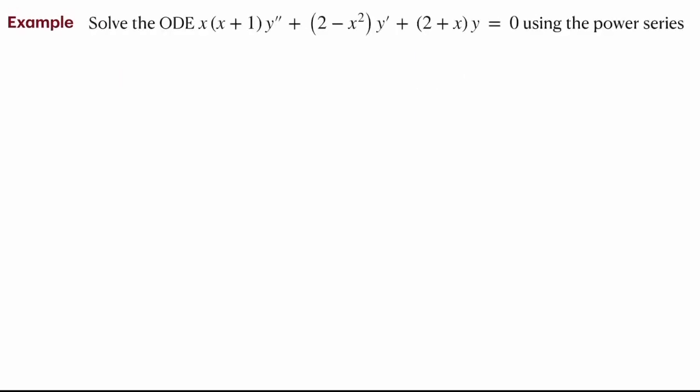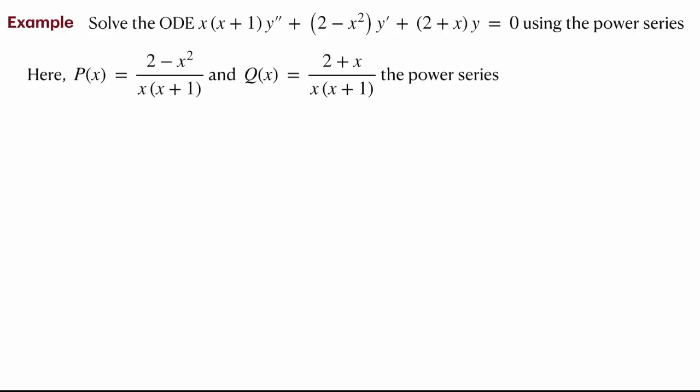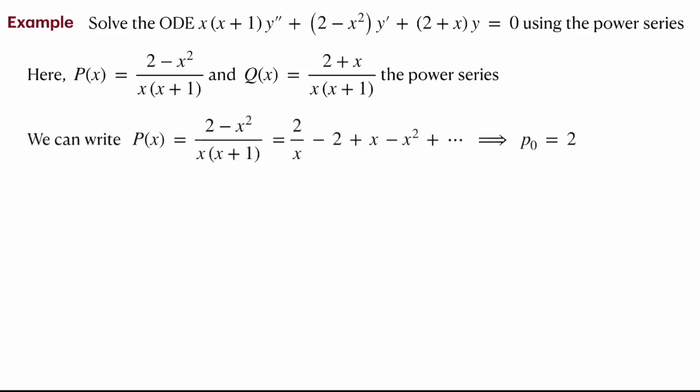So let's look at an example. We solve an ODE of the form x into (x plus 1) y double prime plus (2 minus x square) y prime plus (2 plus x) y is equal to 0 using the power series solution. In this case, we have p of x as (2 minus x square) divided by x into (x plus 1), and q of x is given as (2 plus x) divided by x into (x plus 1). This we have to expand in terms of power series, which can be easily done using the binomial expansion.